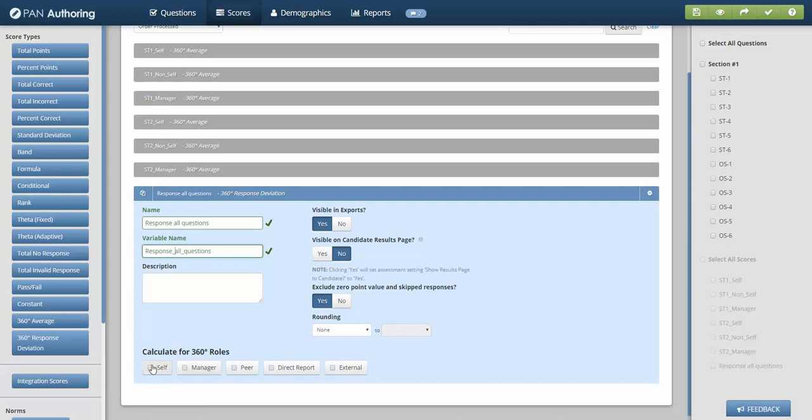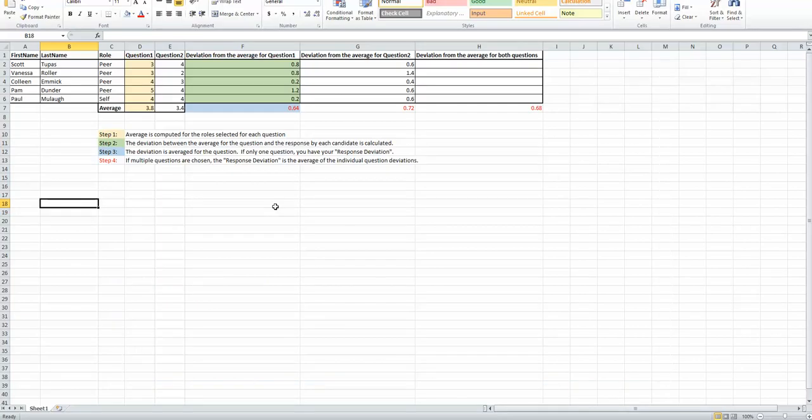We'll choose the self and the peers, and we want to evaluate the response deviation on the self and the peers, and we're going to round that to 2 decimal places. I'm going to do it on 2 questions, just for example, and that's really all there is to the setup. But I think to truly see what this does, a good case I've presented here in Excel. So I have 5 test takers. I have 4 peers and 1 self.